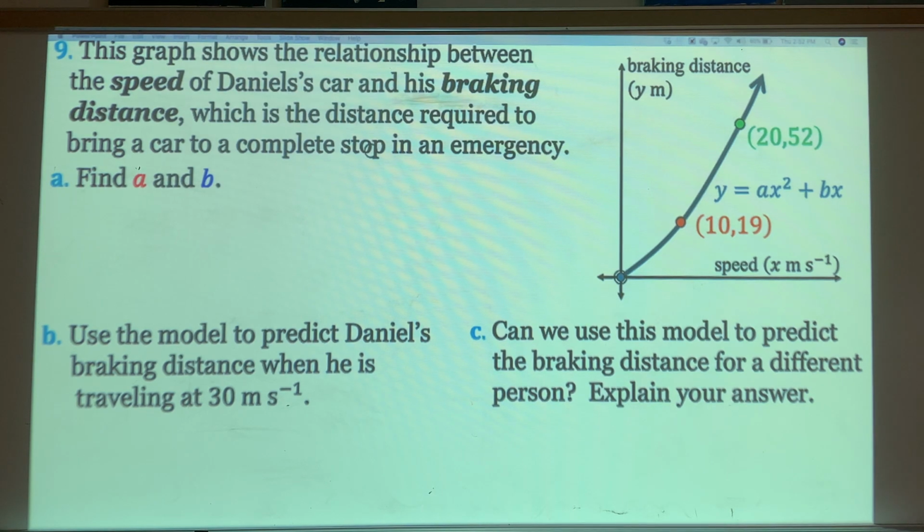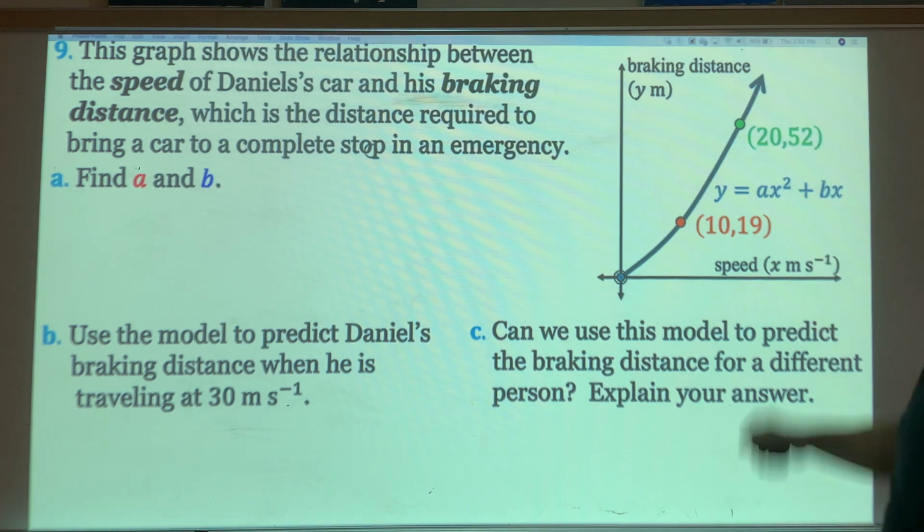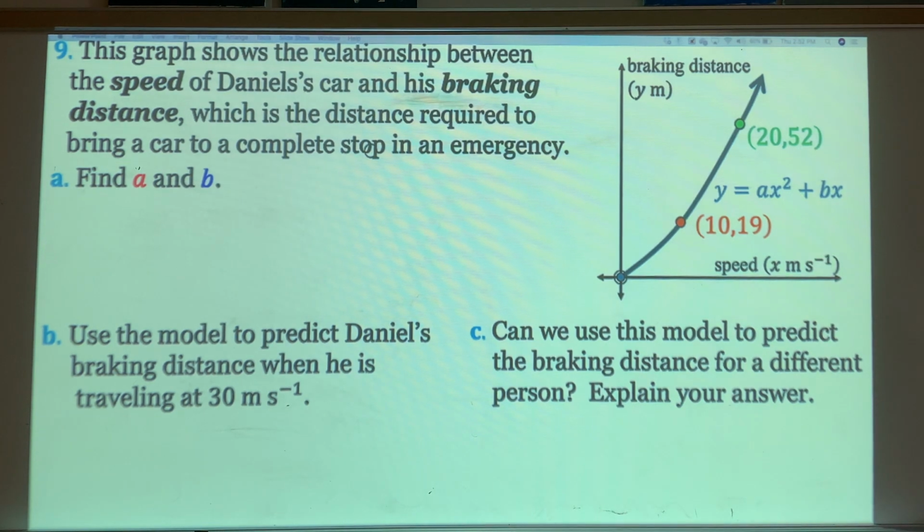What you need to know is what distance is required for the car to come to a complete stop. So you're going to use a system of equations right here to solve for the equation. Once again, you're plugging in your y and your x into your problem. Upon doing so, you get 19 equals a times 10 squared plus b times 10. 19 equals 100a plus 10b.